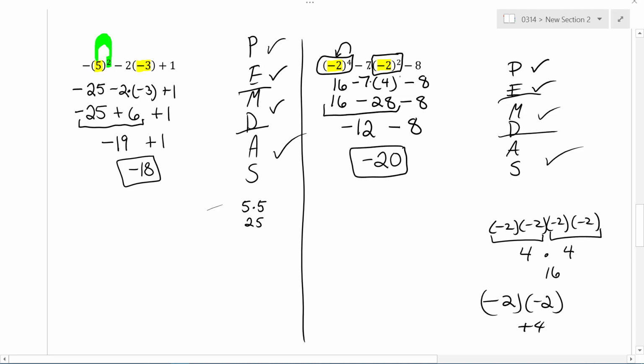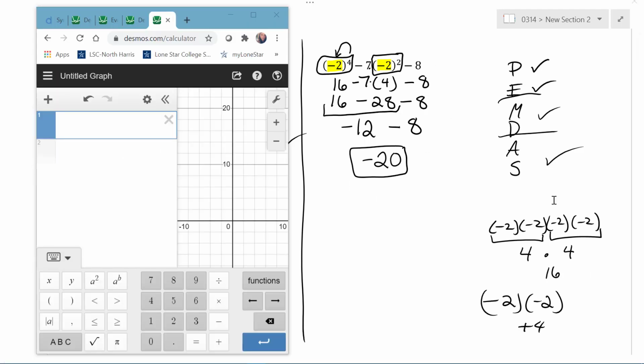Now you're welcome at any point there to put that into Desmos. If you weren't sure about 16 minus 28, you're welcome to use a calculator. Calculator use is encouraged in this course. You can even go back to the very beginning and put that into Desmos and just get to the -20. Okay, so let's practice just doing that in Desmos.